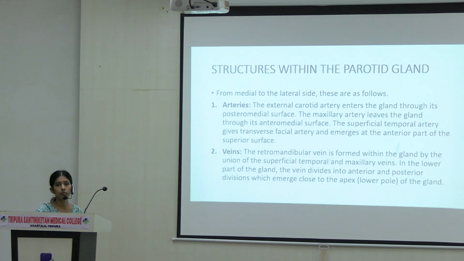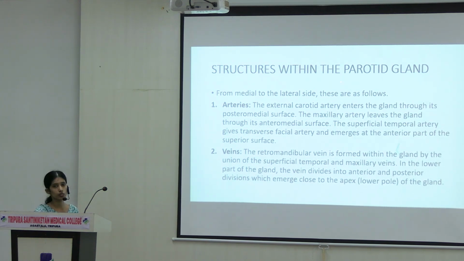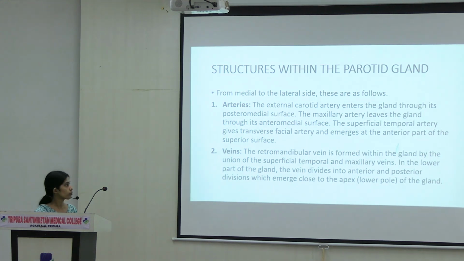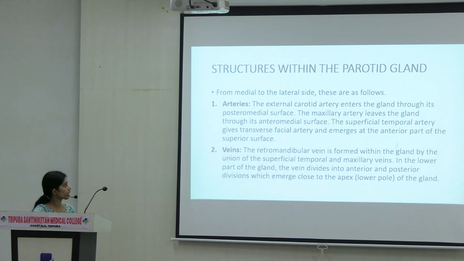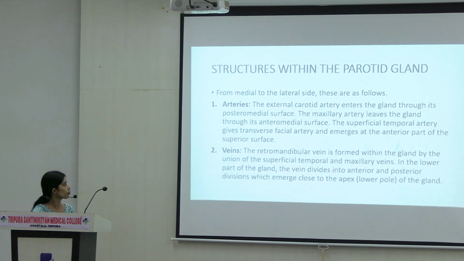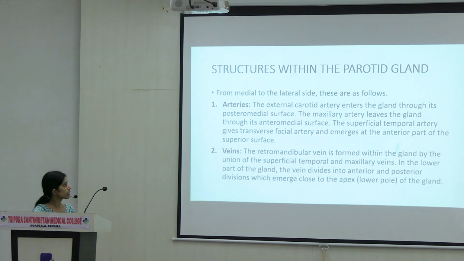Next we have the structures present within the parotid gland. They are the three structures I have already mentioned: the retromandibular vein, the external carotid artery and the facial nerve. While writing the answer for structures within the parotid gland, you have to mention from which surface or border the structure enters the gland, from which surface it leaves, and what its branches are. Arteries. The external carotid artery enters the gland through its posteromedial surface. The maxillary artery leaves the gland through its anteromedial surface.